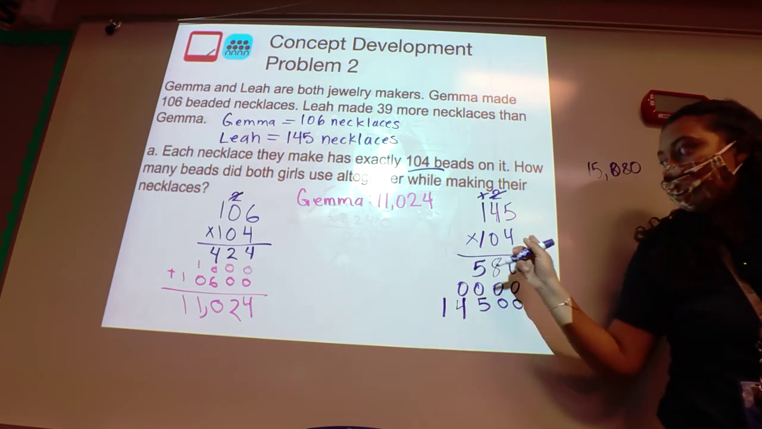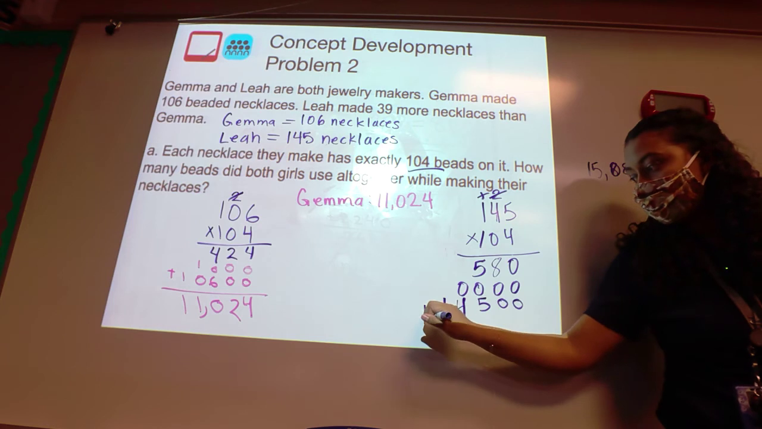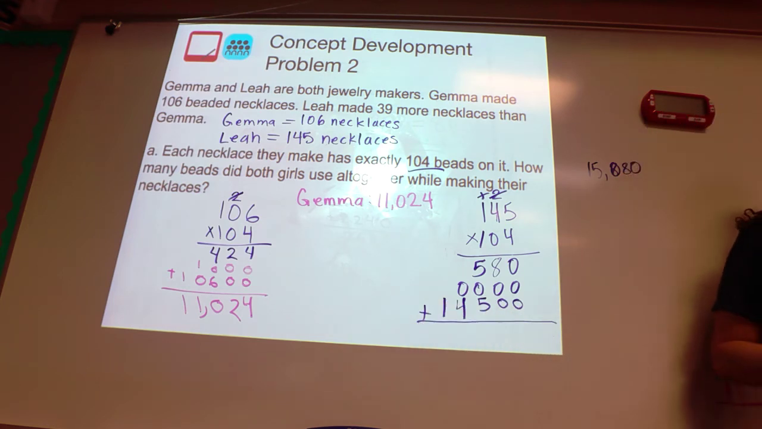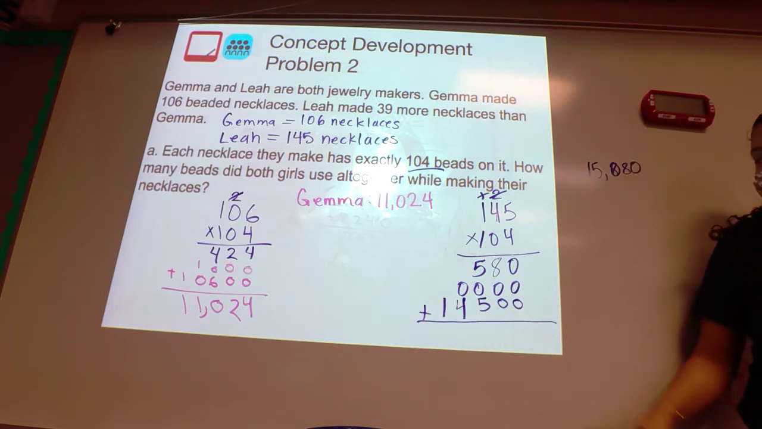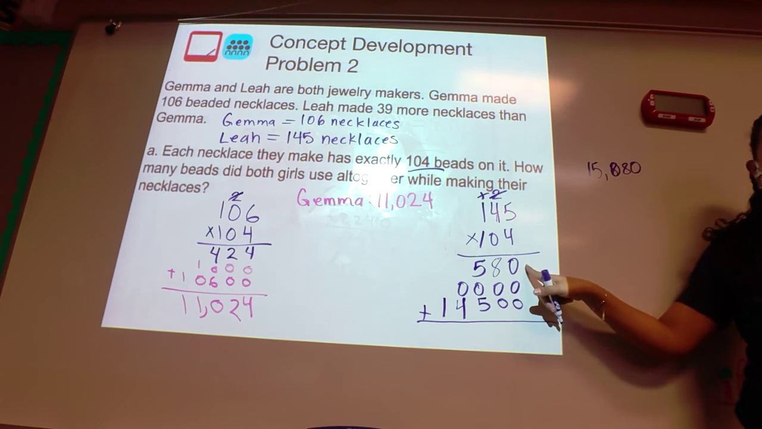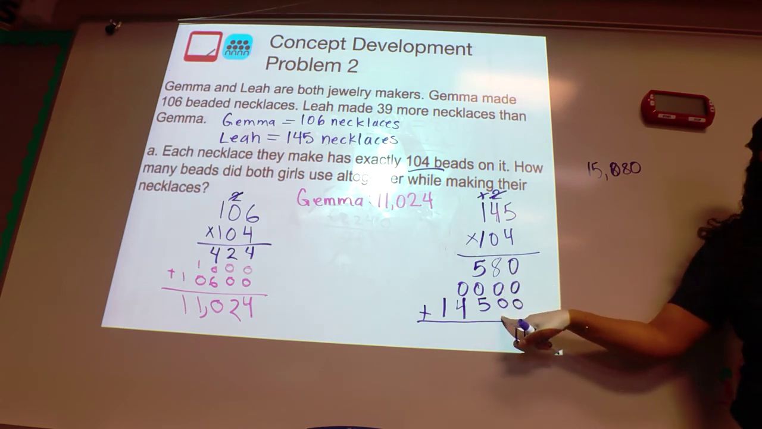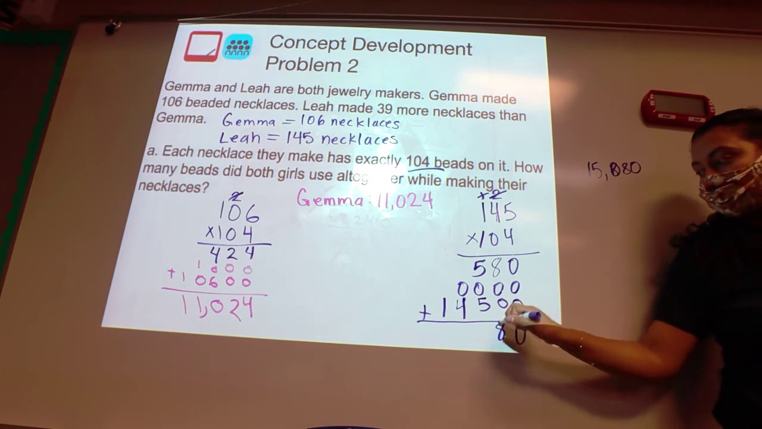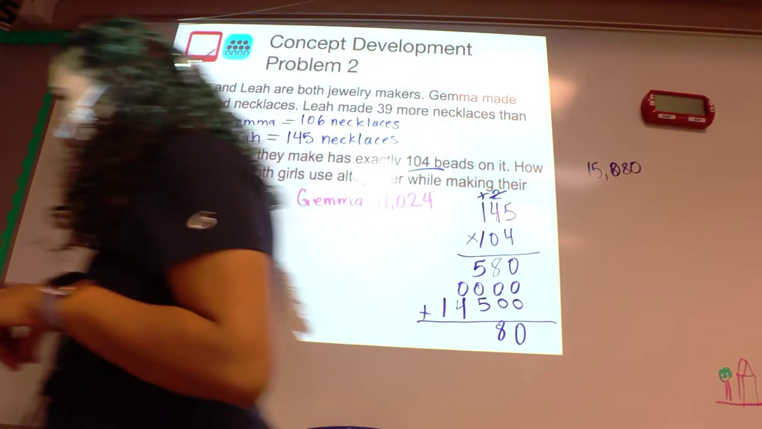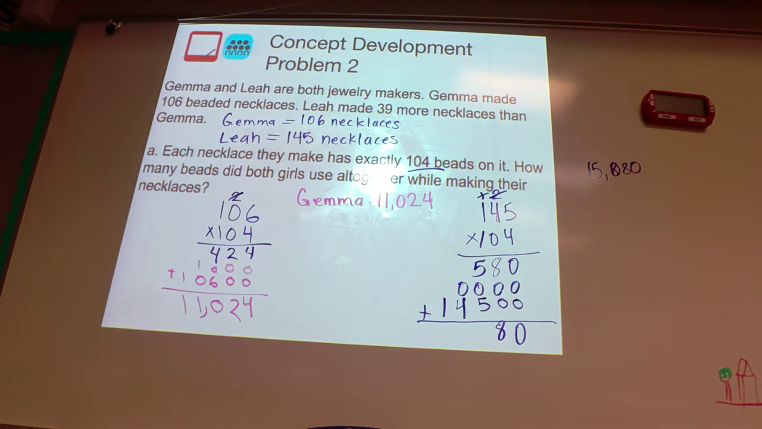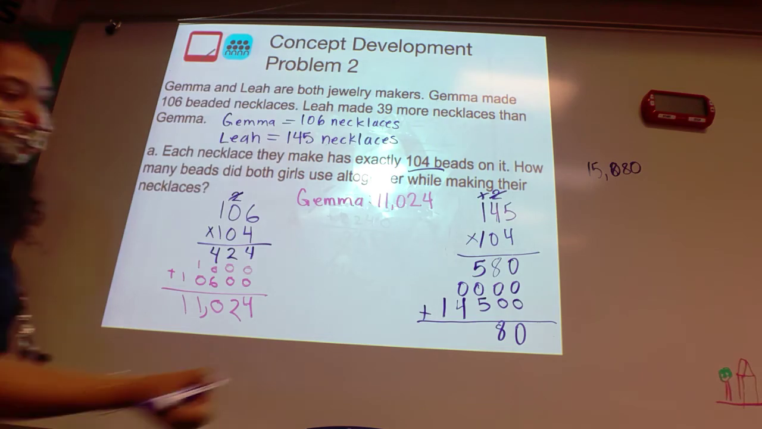Okay, now we don't have any more digits to multiply, so now we add. 0 plus 0 plus 0, 0. 8 plus 0 plus 0, 8. 5 plus 5, 10. So 0, carry the 1. 1 plus 4, 5.